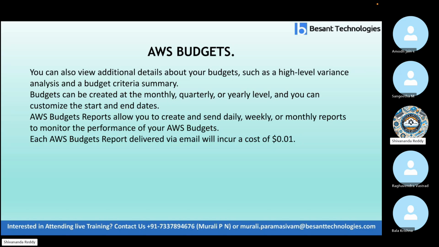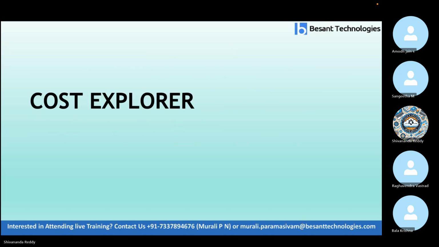Okay, budgets can be created at the monthly, quarterly, and yearly level also, and you can customize the start and end dates as well, like when you want to get the bill. AWS Budget reports allow you to create and send daily, weekly, monthly, and yearly reports to monitor the performance of your AWS budget. Each AWS Budget report delivered via email incurs a cost of $0.01. That means if you receive an email from AWS Budgets, AWS will charge $0.01 for each message.